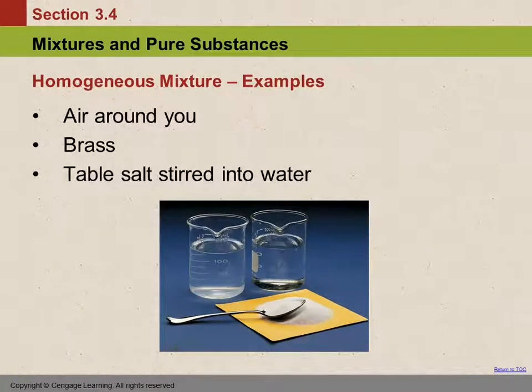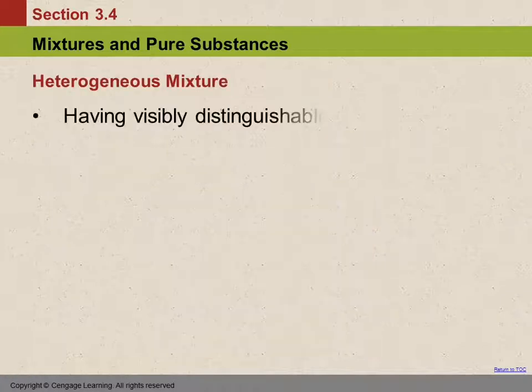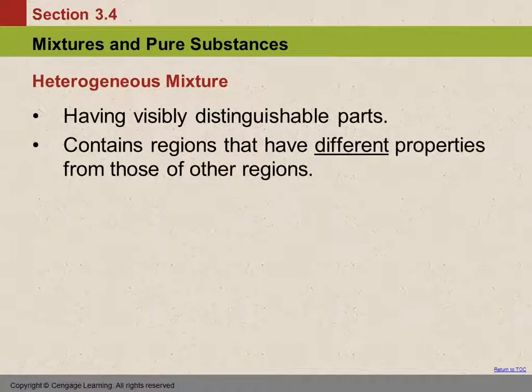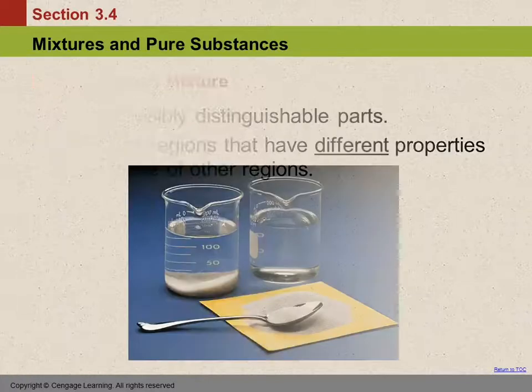And we had a couple pictures and a couple examples. And now we're going to talk about the other type, heterogeneous. Hetero is a prefix that means different. These have visibly distinguishable parts. So part of this mixture has different properties than other parts of the mixture.